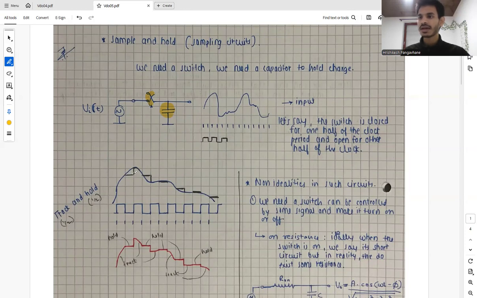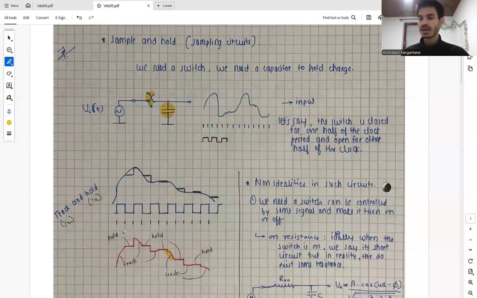Again, let's say as of now the switch is ideal, so it will turn on again. Then it will jump. So we hold here, then we jump again, and the switch is closed again, so it will start tracking again. Then it will track for that half. Then for the other half of the clock, it will hold again, and when the switch is closed again, it will jump to the signal and start tracking. Then again it will track, then hold, then track again. So basically this is how we are sampling.